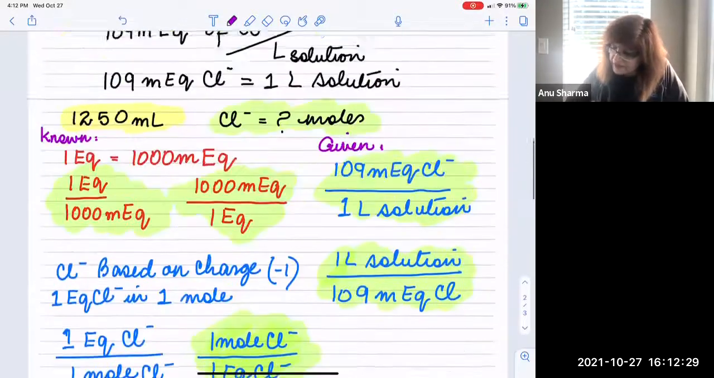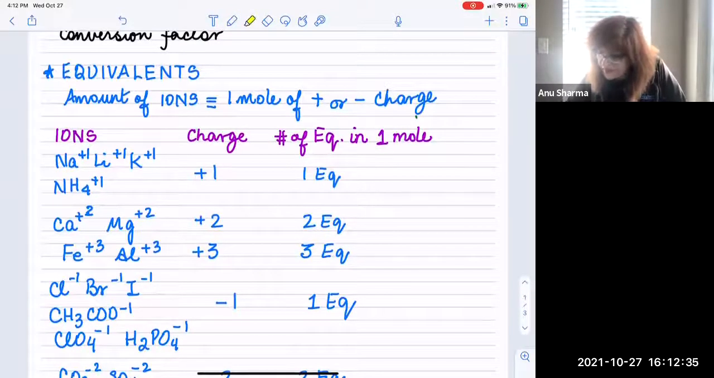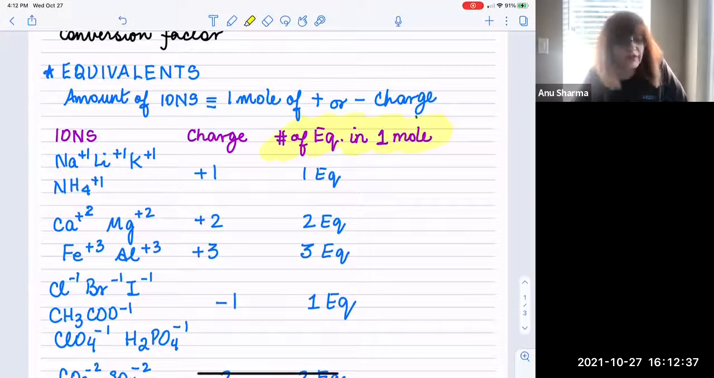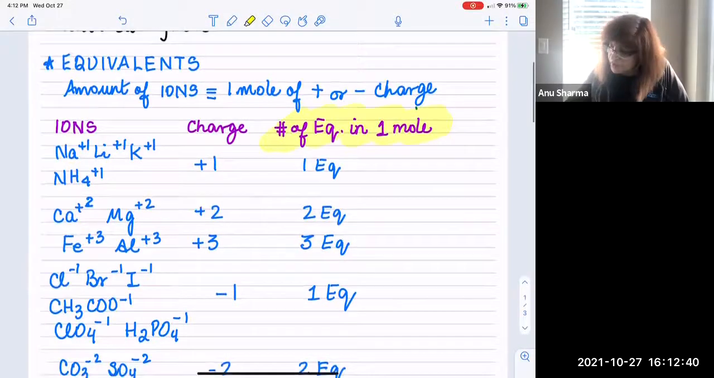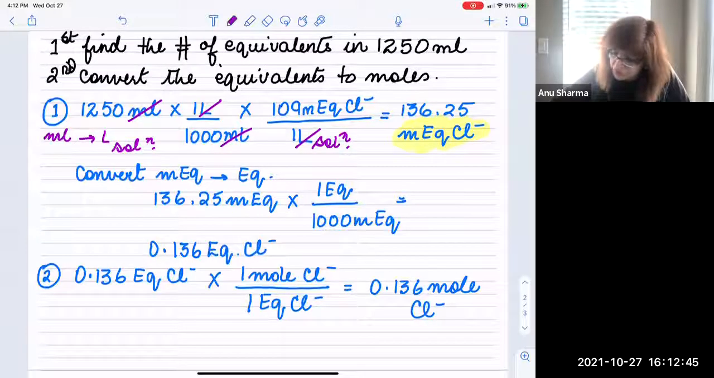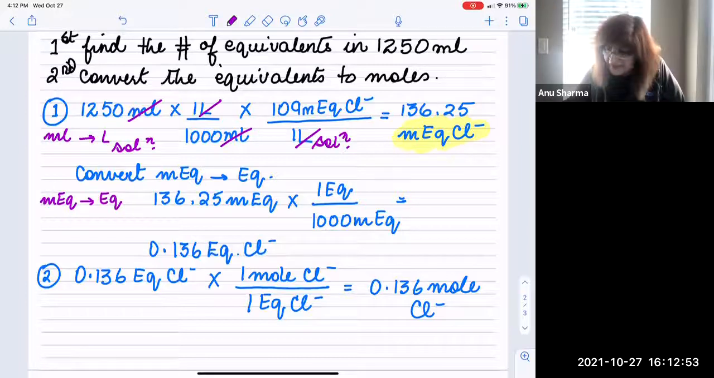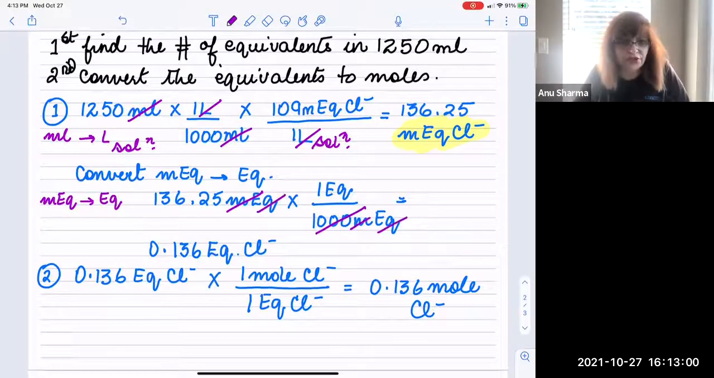Now, remember that here we talked about the equivalents of the ions in 1 mole. So here we have the answer in milliequivalents. Now you are going to do the conversion from milliequivalent to equivalent, so you multiply by 1 equivalent over 1000 milliequivalents. That cancels out the milli and you get 0.136 equivalents of chloride ions.